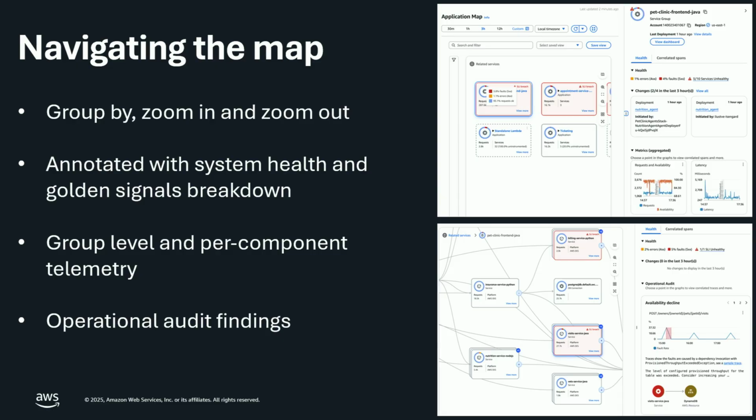In addition, as I mentioned, you will see all your RED metrics: the number of requests you are getting, your errors, faults, and latency. All that information is available. One additional thing we recently added is something called operational audit. With it, we are proactively telling you, hey, this X service is having some latency issues. Can you take a look?